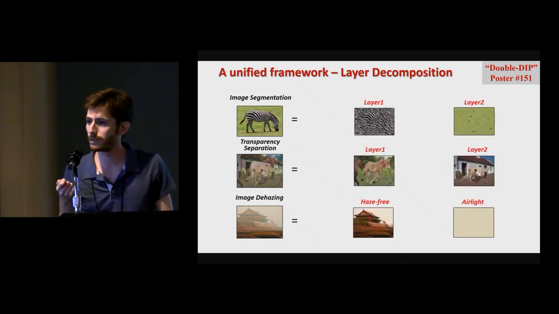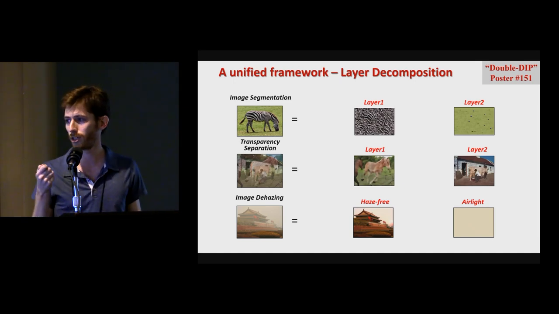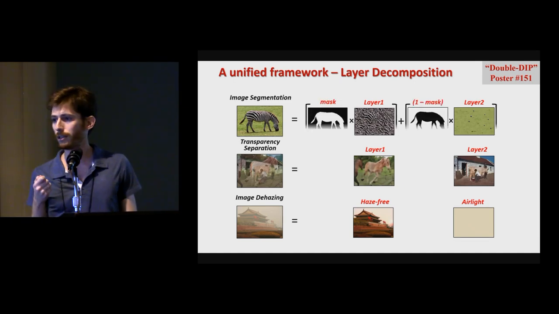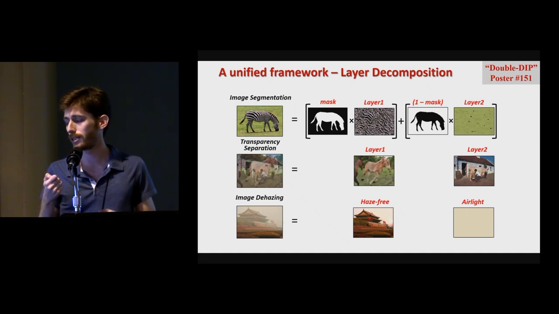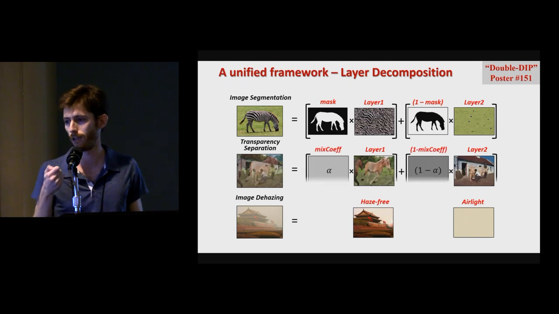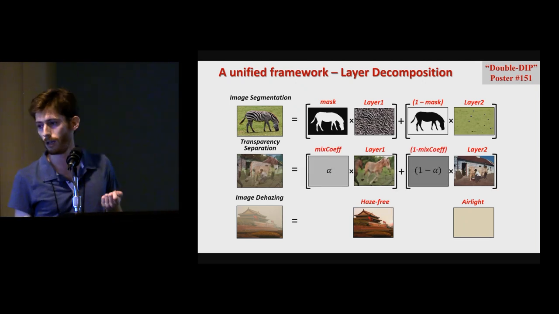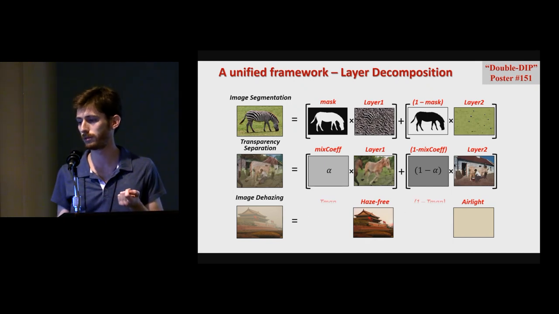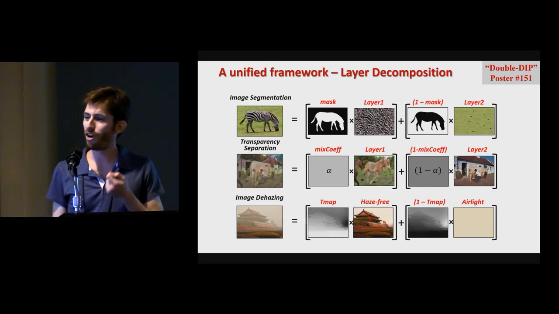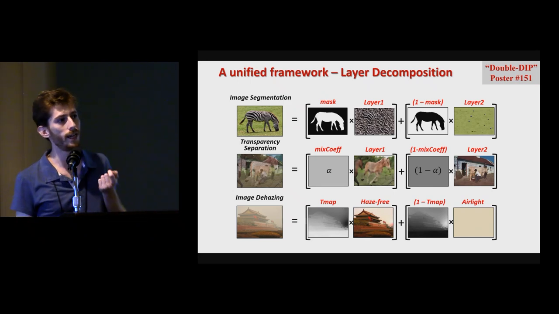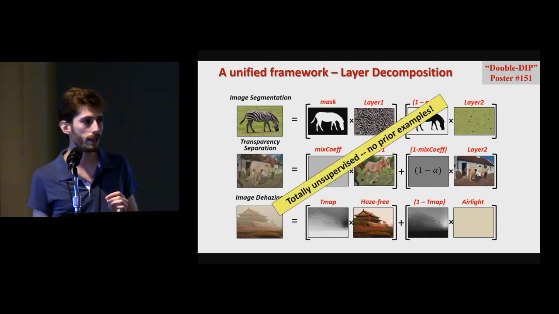where the only difference is the way those two layers are combined. In the case of image segmentation, it is the foreground layer and the background layer combined with a segmentation mask. In the case of transparency separation, the two layers are combined with a mixing coefficient, a scalar. And in the case of image dehazing, it is the haze-free image and the fog layer combined with a transmission map, which is inversely proportional to the depth of the scene. We show how all of these tasks can be solved in a totally unsupervised way, with no prior examples whatsoever, trained only on the test image.